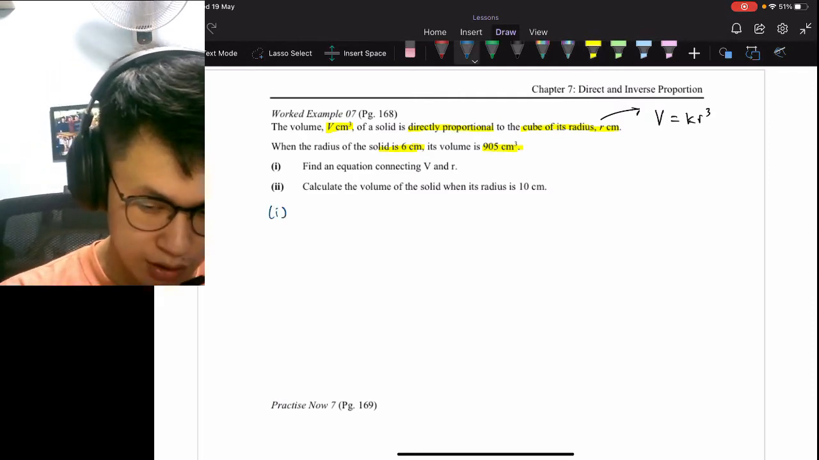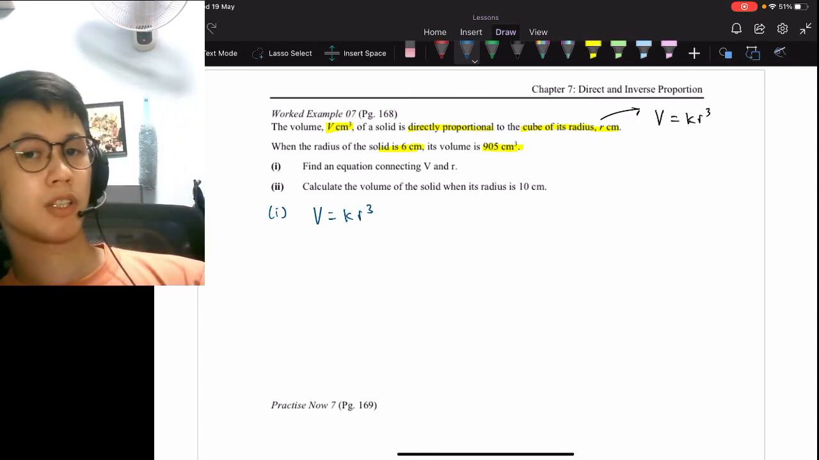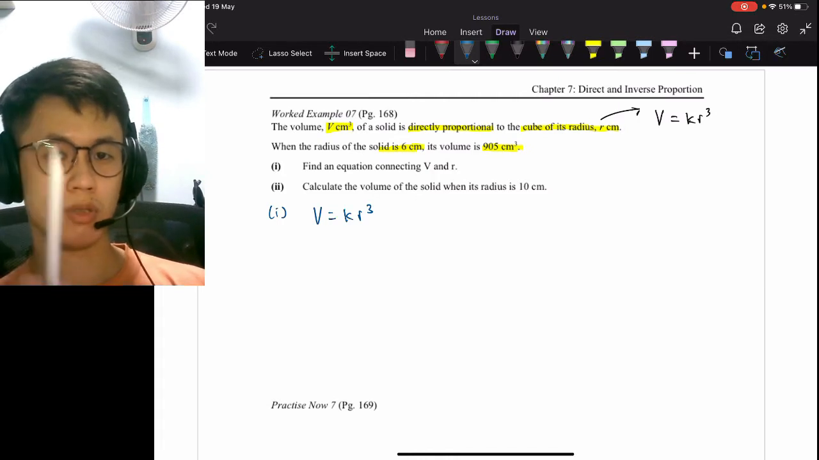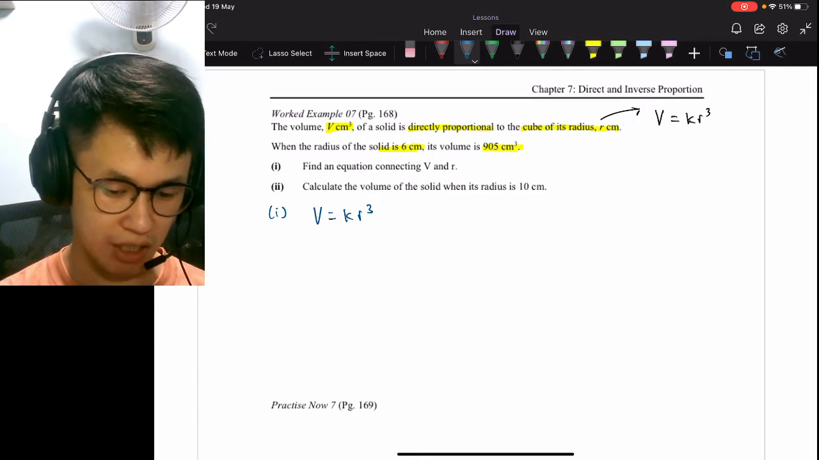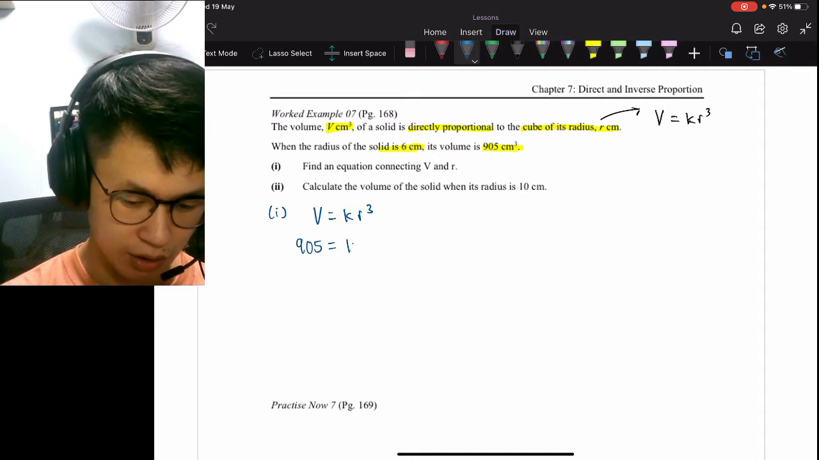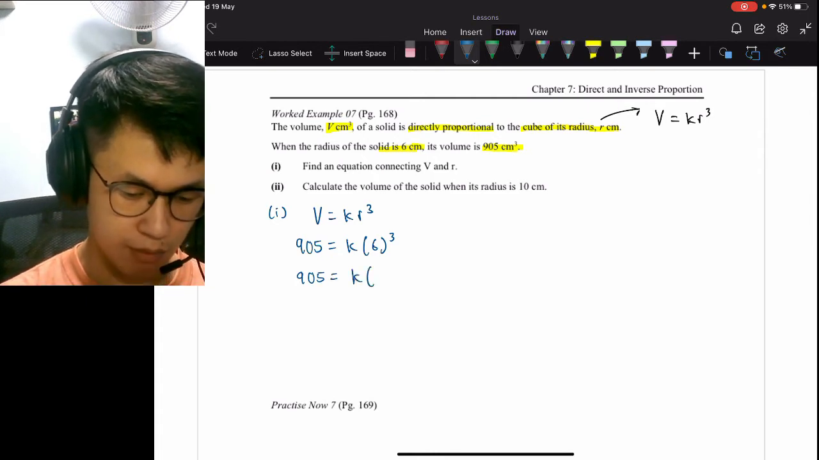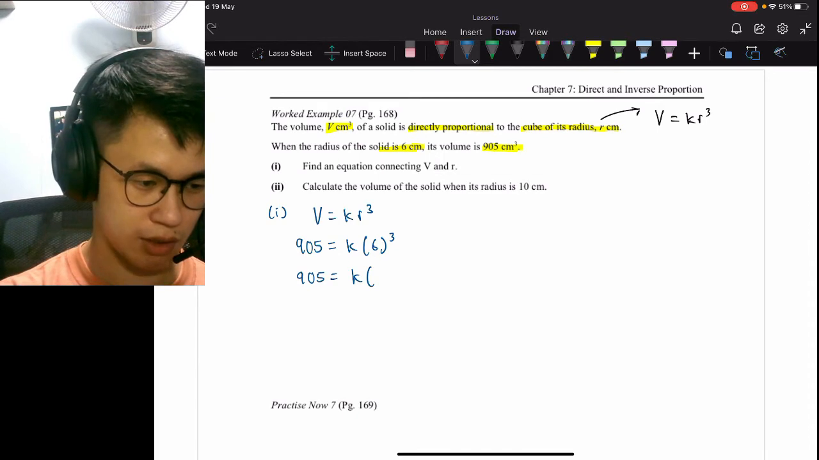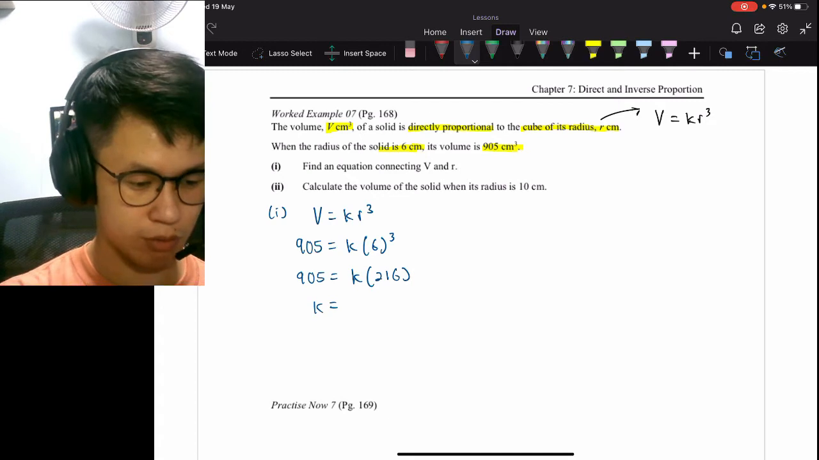So the first step is we form the equation that we formed just now, which is V equals k r cube, because V is directly proportional to r cube. Then let's find an equation connecting V and r. When V is equal to 905, it is equal to k times 6 cube. So 905 equals k times 216. 6 times 6 times 6 is 216. Yeah, very good. So k will be equal to 905 divided by 216.